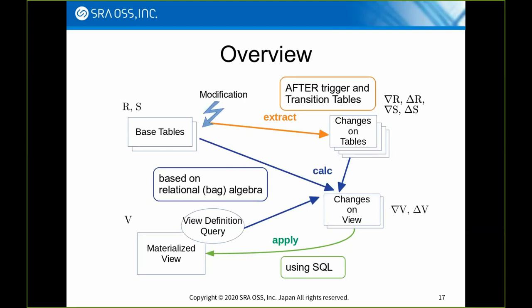In our implementation, table changes are extracted using after triggers and transition tables. Changes on the view are calculated basically based on relational bag algebra. And the changes are applied to the view using SQL queries.